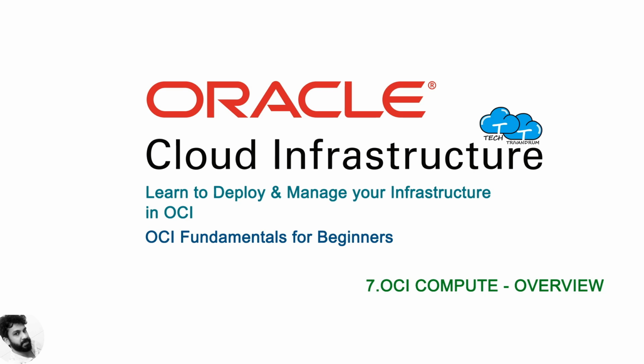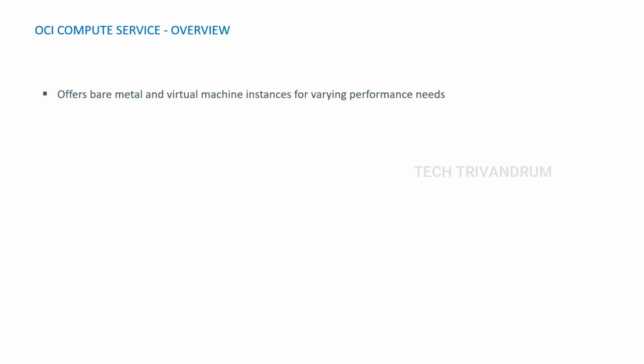From this session, we are going to learn about OCI Compute Service. OCI Compute Service allows you to provision and manage compute instances for a wide variety of use cases. So now we will discuss some brief points regarding the OCI Compute Service. There are basically two types of instances. One is virtual machine and the other is bare metal, where you will get a whole physical server itself without sharing with any other tenants.